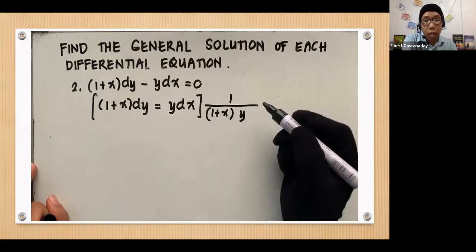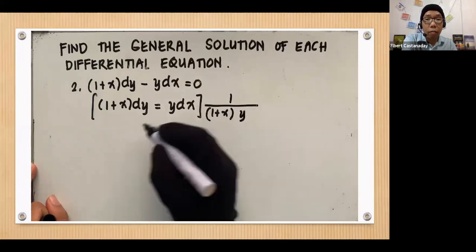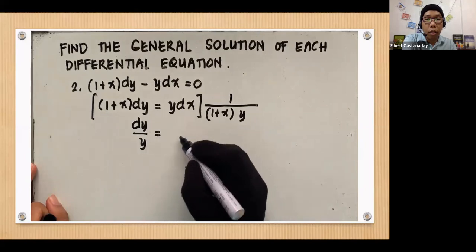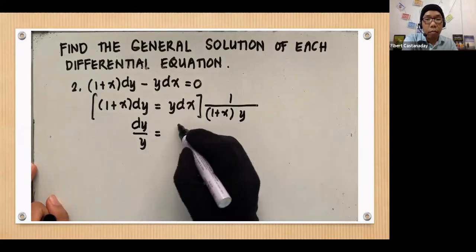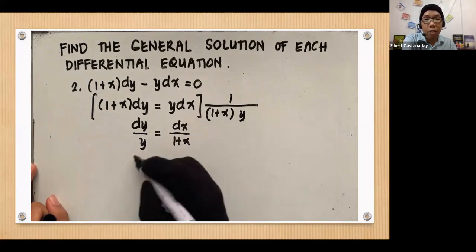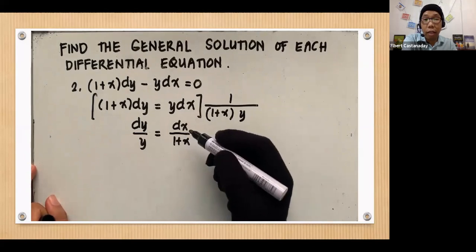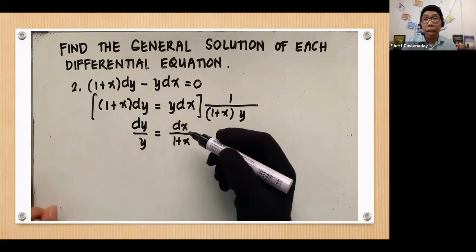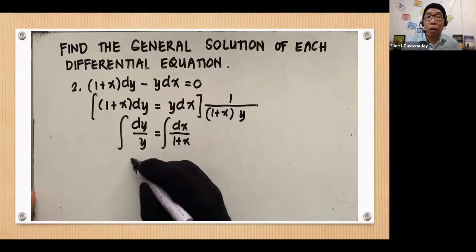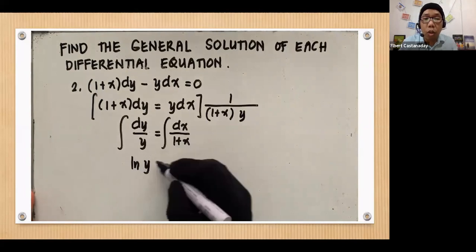That gives us dy over y equals dx over 1 + x. What have you noticed? A pure function of y and a pure function of x. Then we can integrate both sides of the equation. The next challenge will be the integration process. If you forgot some of the techniques in integration, that will be a challenge for you to arrive at the final answer.